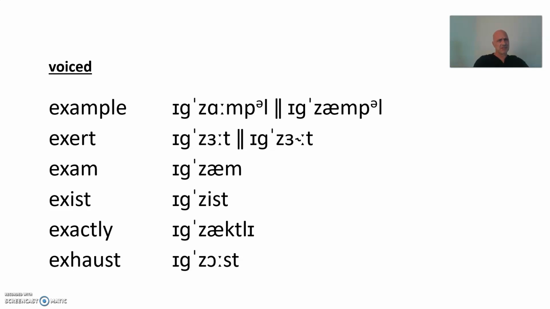The example is very prominent with non-native speakers. Exert. Exert, American English. Exam. I'm exaggerating, I know, but yeah. Exist, not exist. Exist. On the next one, oh, exactly. Oh, how many people say exactly all the time? Exactly, exactly, exactly. It's not exactly. Exactly. Vowel sound following. Voiced. Exactly.